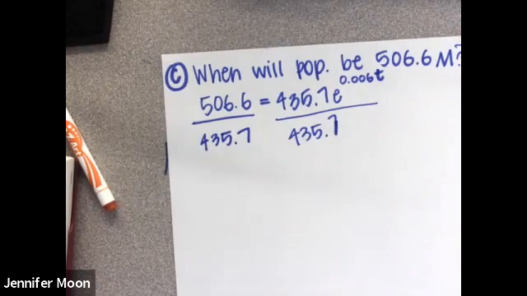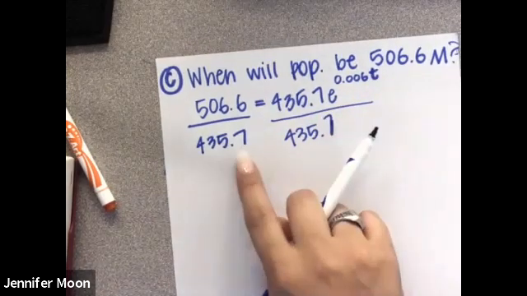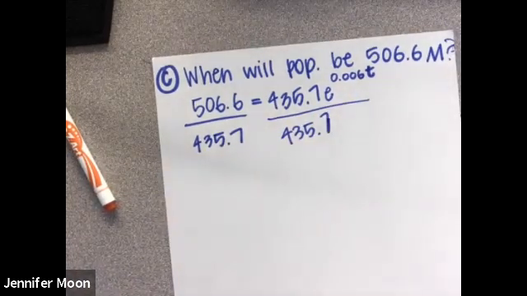On that right-hand side, I can clearly see, y'all, that that's going to cancel, right? That's why I did that. That's going to become 1. But on this left-hand side, we're just going to use our calculator and type in 506.6 divided by 435.7. It is a very ugly decimal.